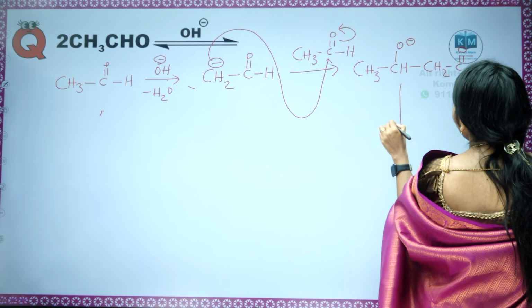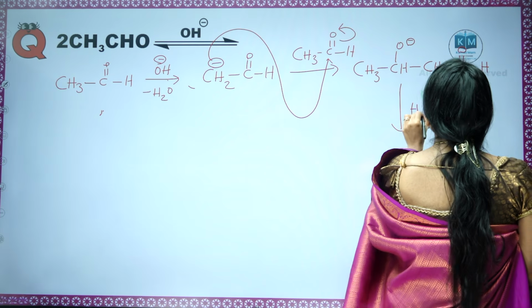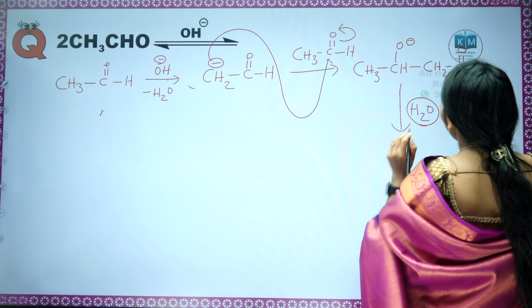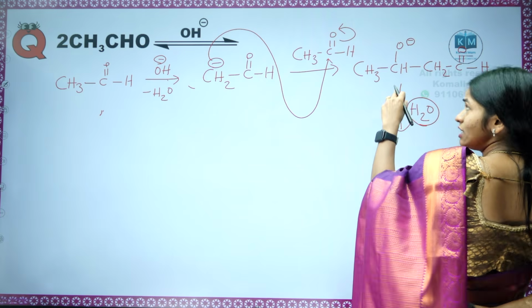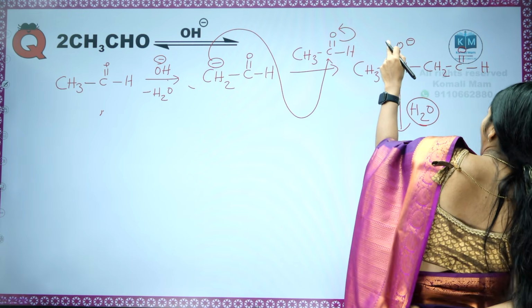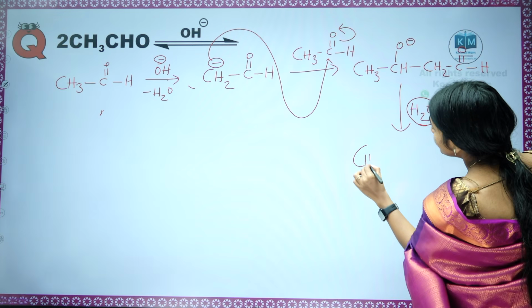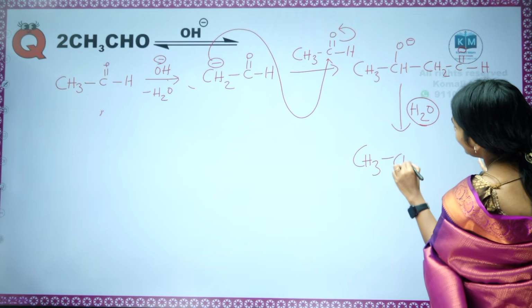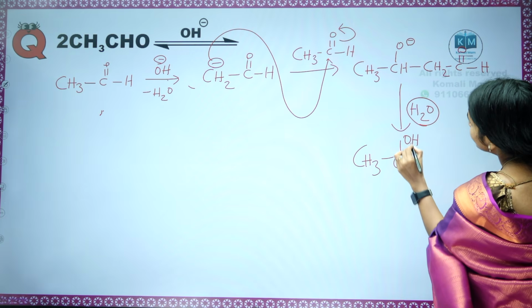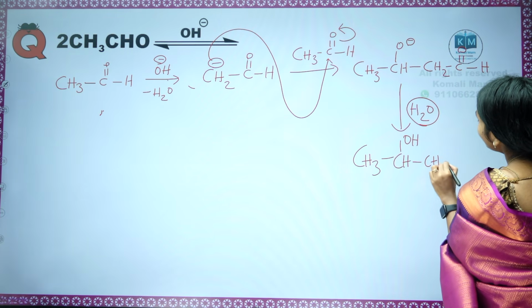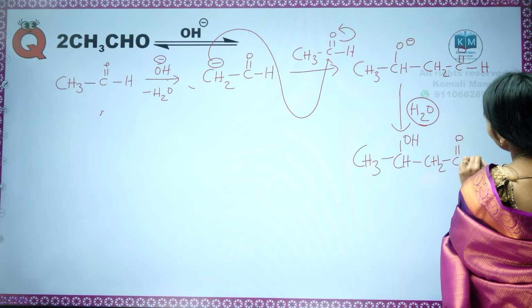After that, H+ from water, H2O. H+ it will abstract. This is called alkoxide. This alkoxide takes one of the H+. What will we get then? CH3, CH, OH, CH2, C double bond OH as it is.